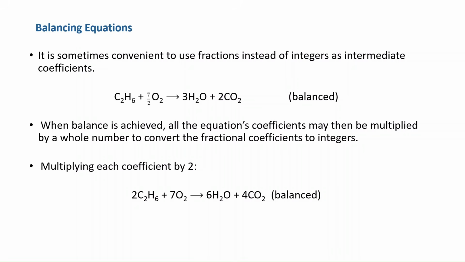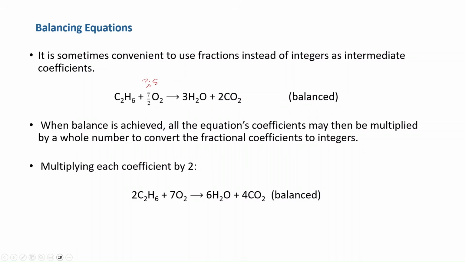Sometimes you find yourself using fractions or decimals. You could have put a 3.5 in there too. Why? Because you have 2 carbons, 6 hydrogens, 3 times 2, 6 hydrogens. How many oxygens do I have? 3 plus 4, 7, but this is O2. So the only way I can balance it is to put 7 halves, or I could have said 3.5 oxygens.